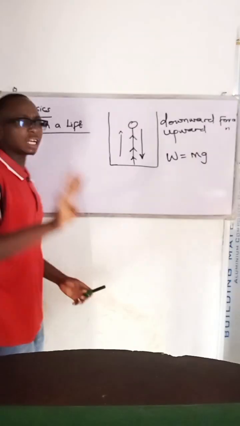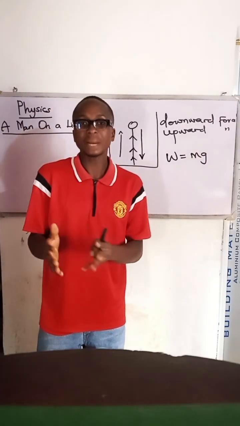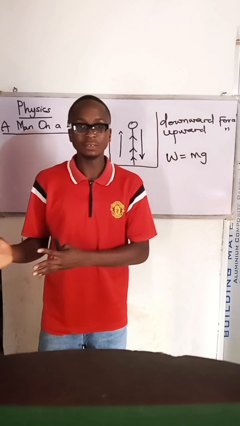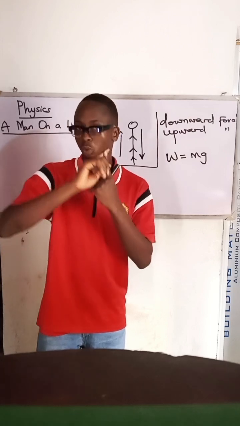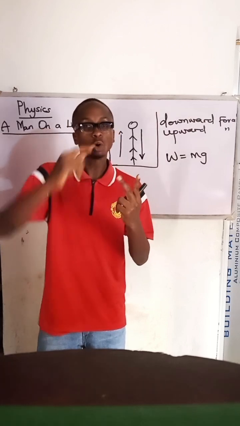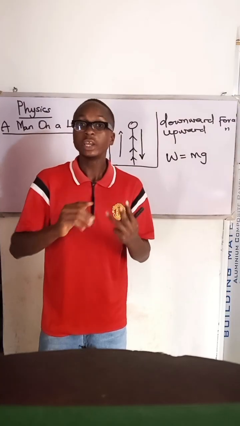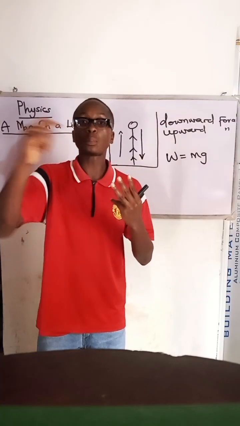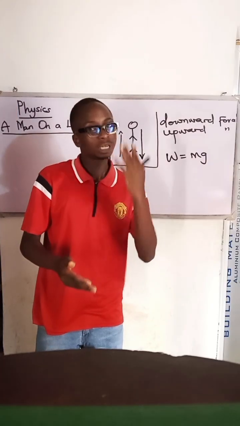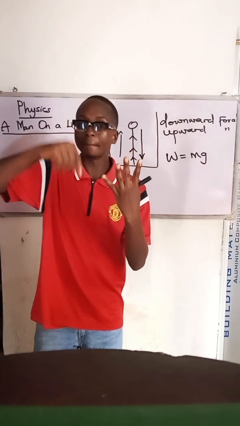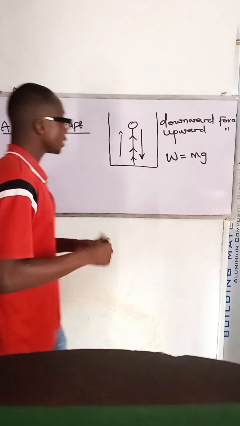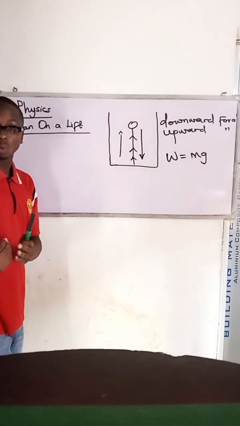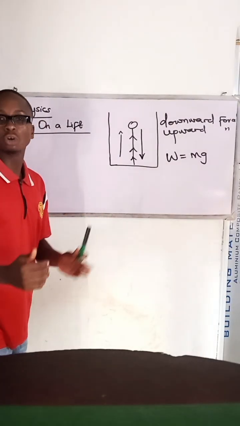Now, there are practically four things that can happen to a man in a lift. Either the lift goes upward, or it goes downward, or it remains stationary, or the rope cuts. If the rope cuts, that is free fall. These are the four things that can happen to a man in a lift.